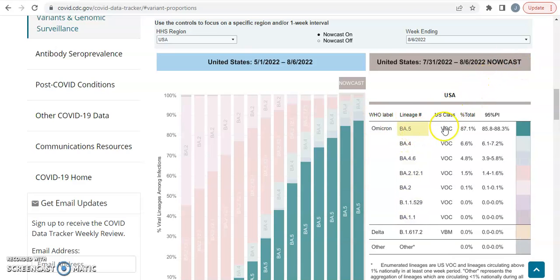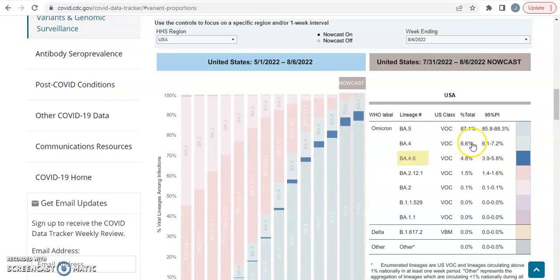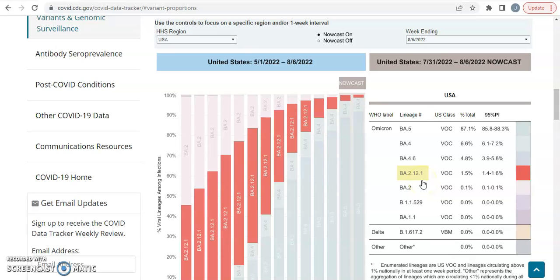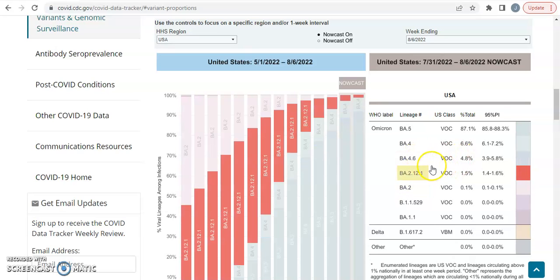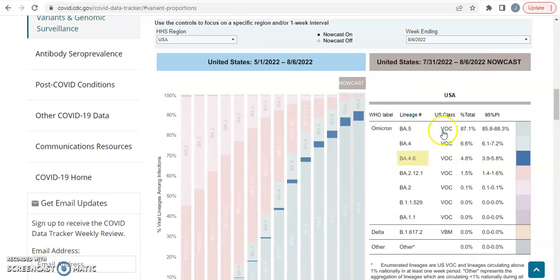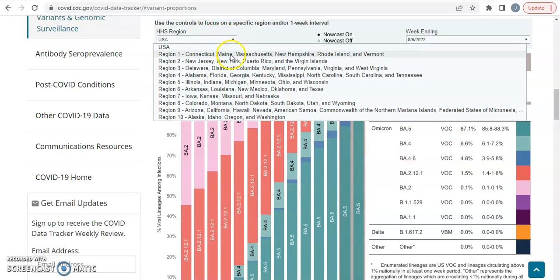So BA.5 makes up 87.1% of the cases nationally. BA.4 makes up 6.6% of the cases nationally. Then we come down here to that BA.4.6 wildcard variant, as I've been calling it, because it's been gaining ground. And then we come down to BA.2.12.1. That makes up only about 1.5% of the cases. And BA.2 is almost completely gone. So this is on the national level, and as stated, BA.4.6 is 4.8% of the cases. So let's see about other regions in the country.